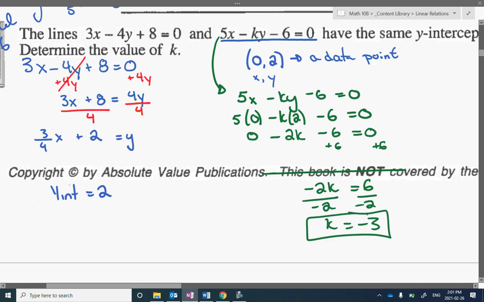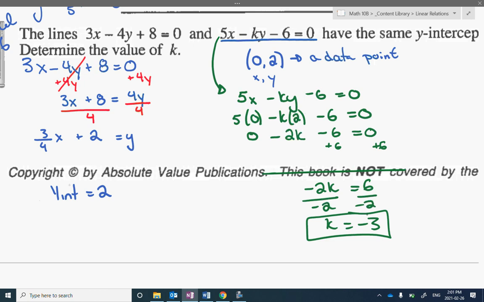You could solve this question using this method, which I personally think is easier, or you could have gone through the second equation and solved for y, and then compared to figure out what 2 is. But I think that method's a little bit trickier.